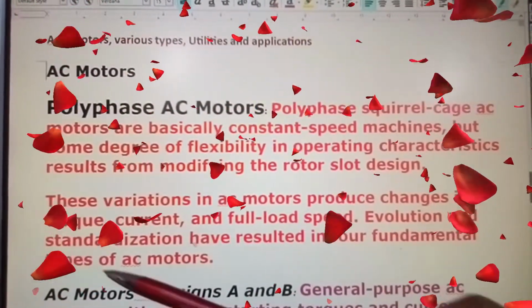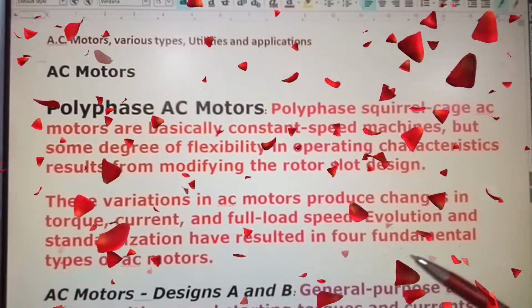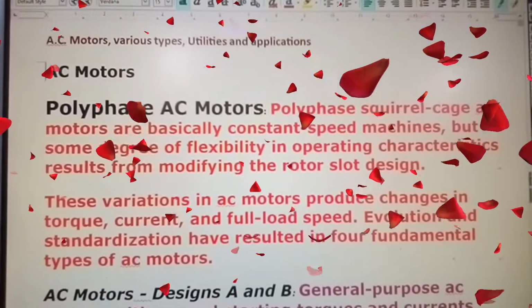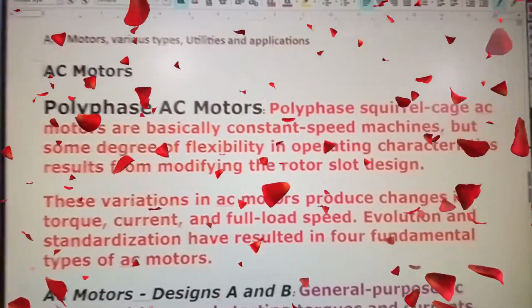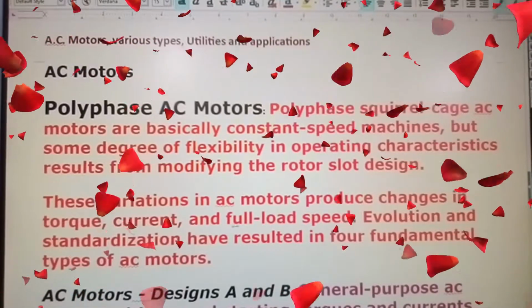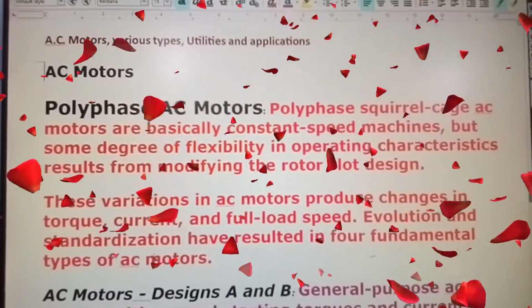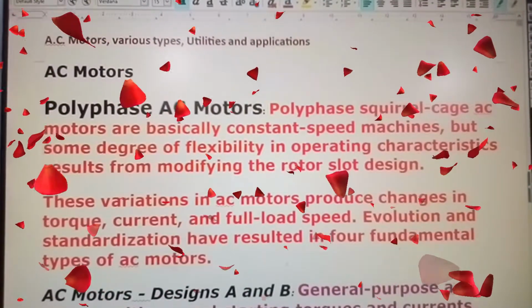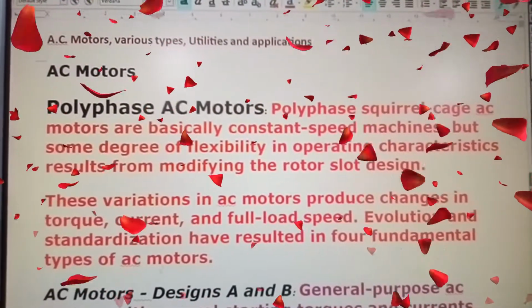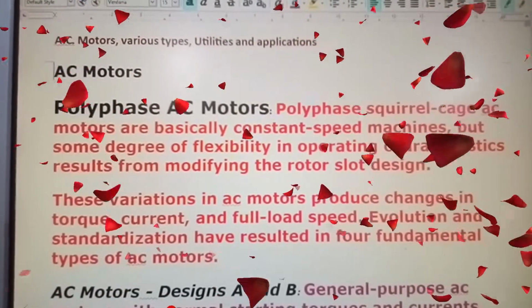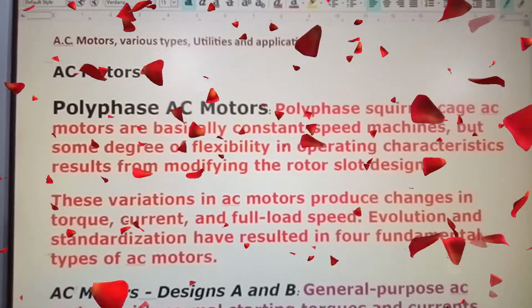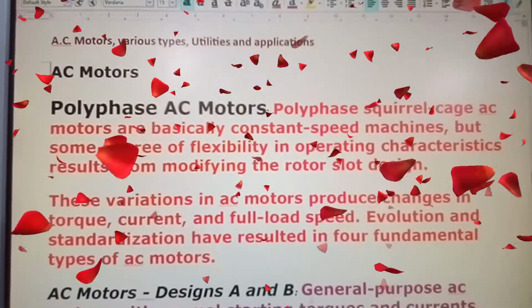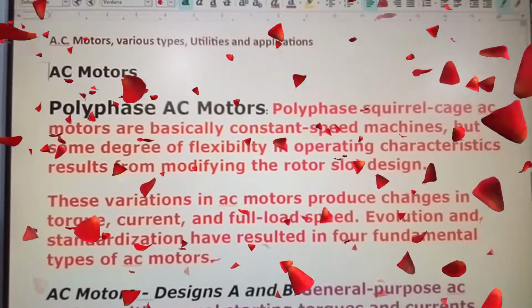Evolution and standardization have resulted in 4 fundamental types of AC motors. Now let me repeat that: 4 fundamental types of AC motors. Now, I'm not saying that there aren't other types, but the main fundamentals that we are going to be looking at, and which apply to industry right across the world, are within these boundaries here. Yes, variations of these types of motors can be constructed and made for given purposes.